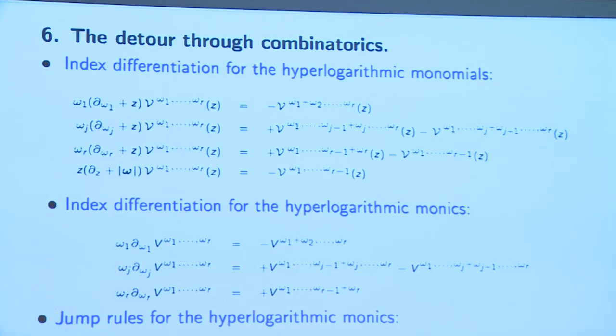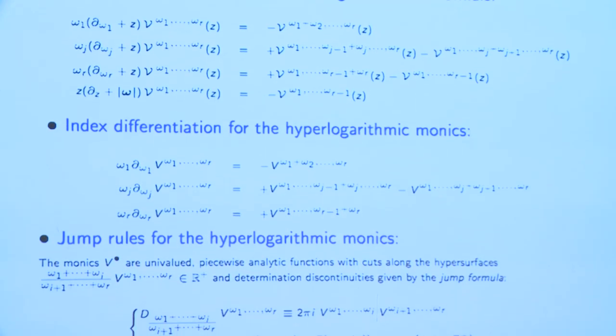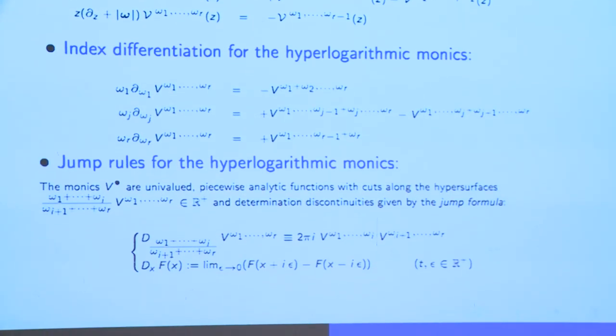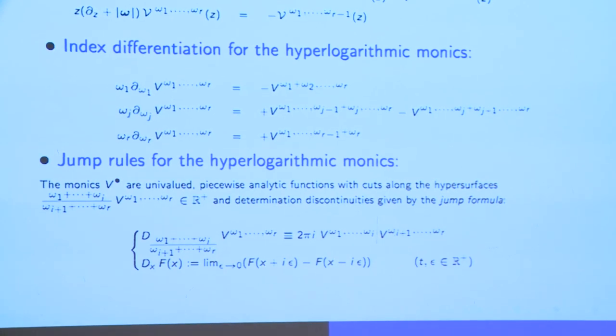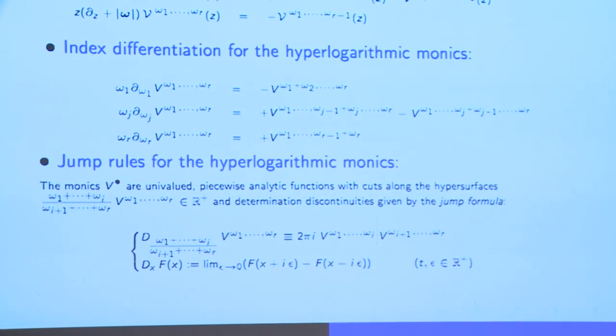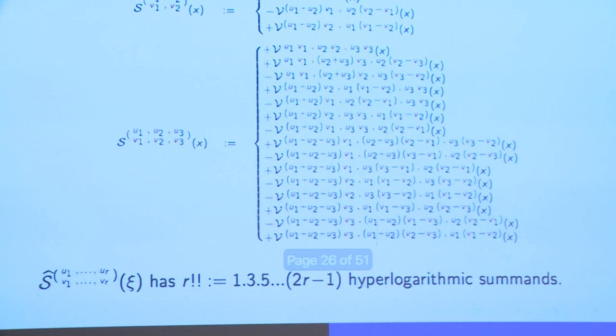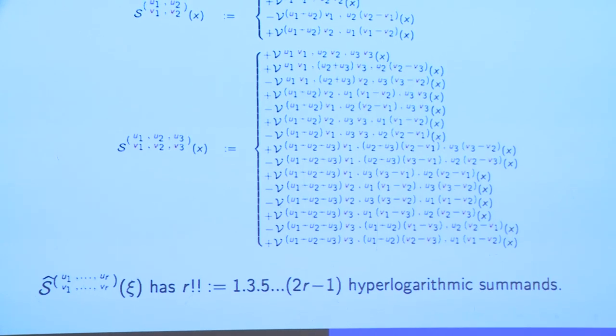And then the jump rules. The way they have been defined, these monics are piecewise analytic functions defined on a finite number of domains in C to the r. And we know the hypersurfaces which limit these various domains of analyticity, and we need jump rules to describe the passage from one domain to the next. So these are the tools. Now, the first main set of formulas.